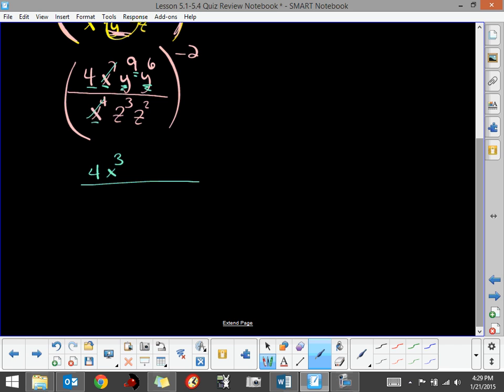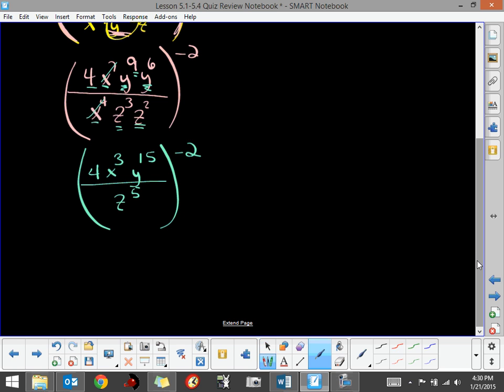That's a y to the 6th times y to the 9th. We're going to multiply like bases. That is your product rule. So we add exponents, that's y to the 15th. And on the bottom, these are like bases, so we're going to add those exponents with our product rule. That is z to the 5th. Now that's all raised to the negative 2.